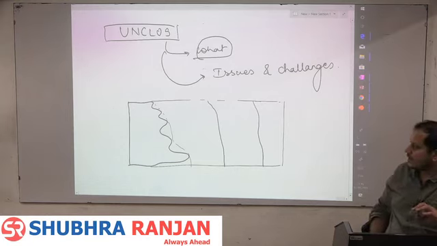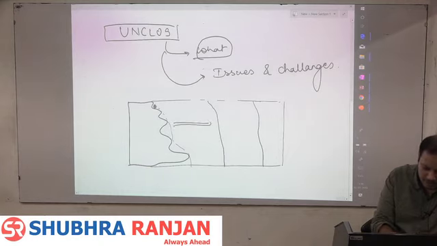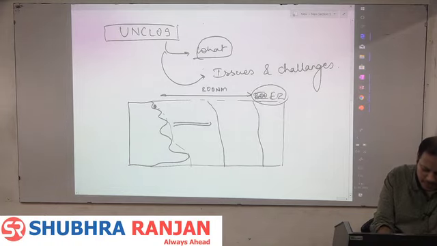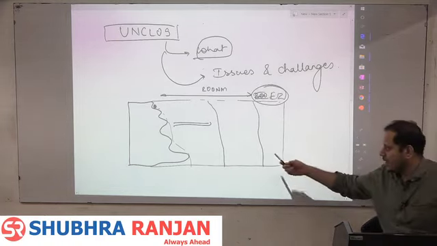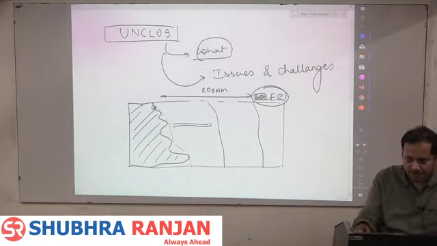UNCLOS is nothing but an agreement which divides the oceans into inland seas, territorial seas, and from 200 nautical miles from here into exclusive economic zone. And any country in this region has, if this is a land, the exclusive economic zone of a region is 200 nautical miles from here.